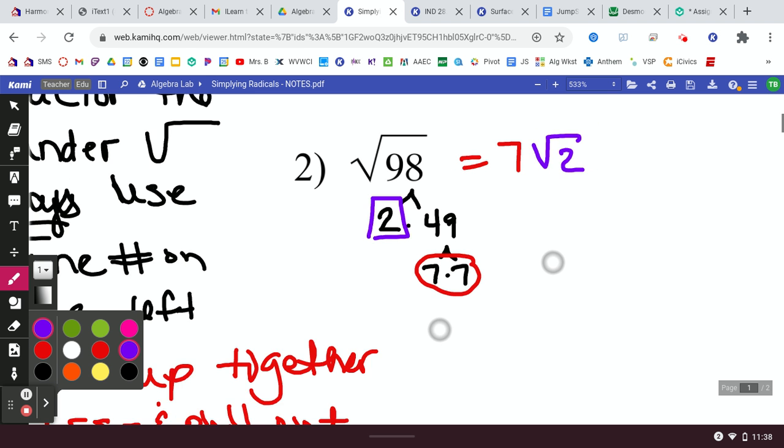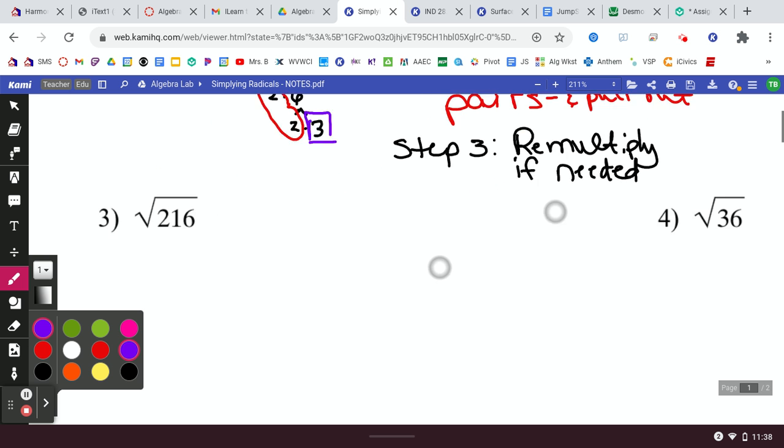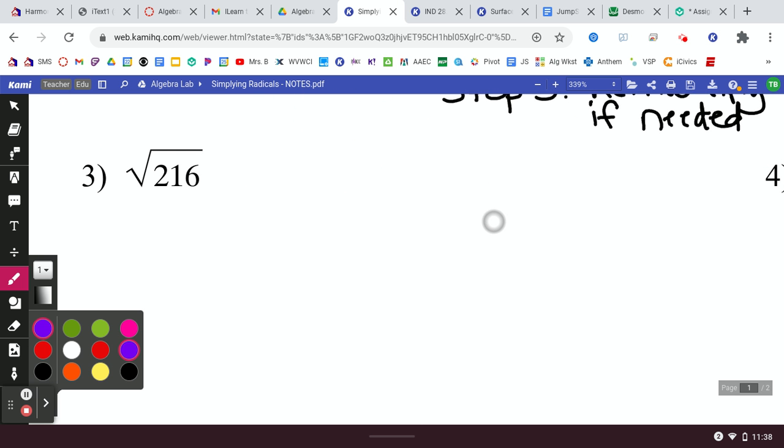Does anybody know how to check and see if a number is divisible by 3? Anybody? If you add up 2 plus 1, that's 3. Add up 6. 3 plus 6 is 9. Is 9 divisible by 3? Then my big number is. Now this one's even, so I'm going to start with 2. But if you ever want to check if something's divisible by 3, just add up the digits, and if that number's divisible by 3, then the whole number is.